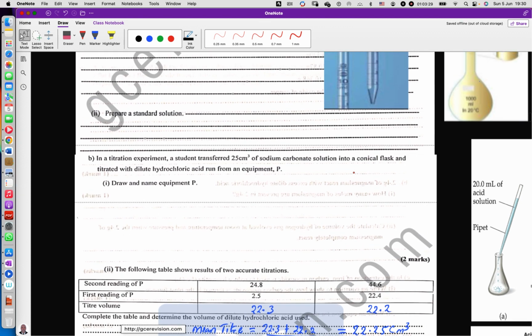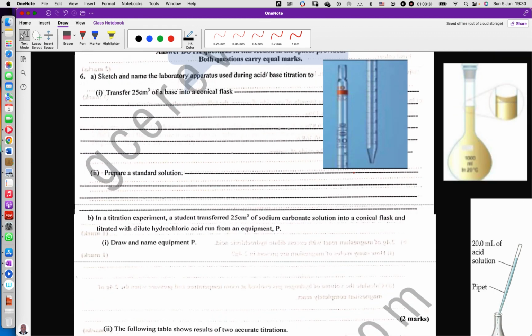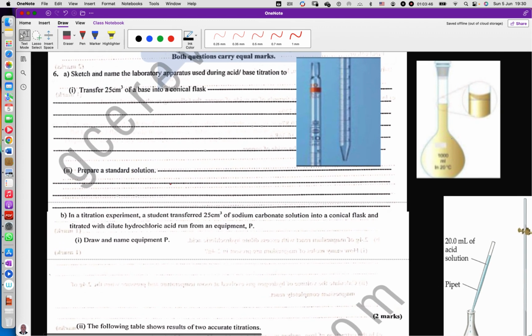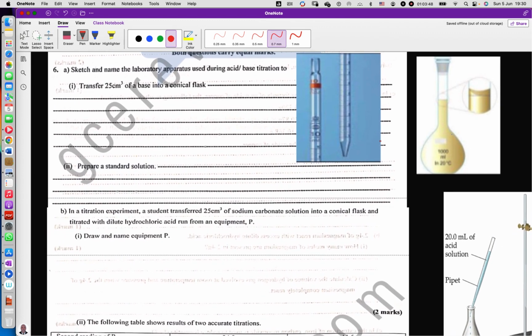Now, that is left for you. These are the pictures here. Then, sketch and name the laboratory apparatus used during acid-base titration to prepare a standard solution. To prepare a standard solution, you will use a volumetric flask. On your right here, this is a volumetric flask.